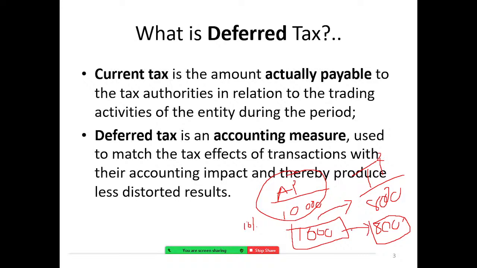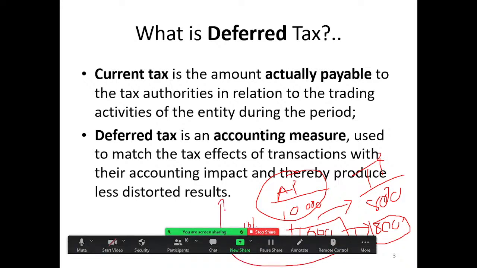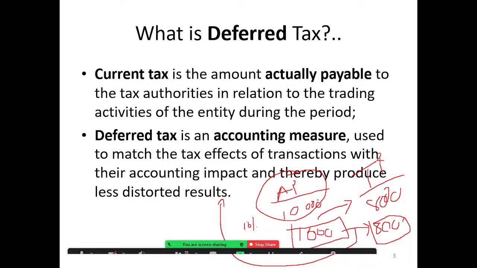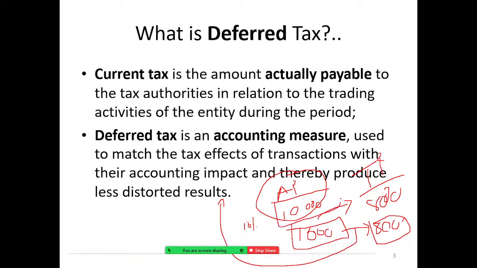It's a kind of saving, but this saving will be paid off in the future. So here we have differences, no? 10,000 accounting profit, 8,000 is a taxable profit. So then we assume that the reason for the difference is maybe the capital allowance differences, right?